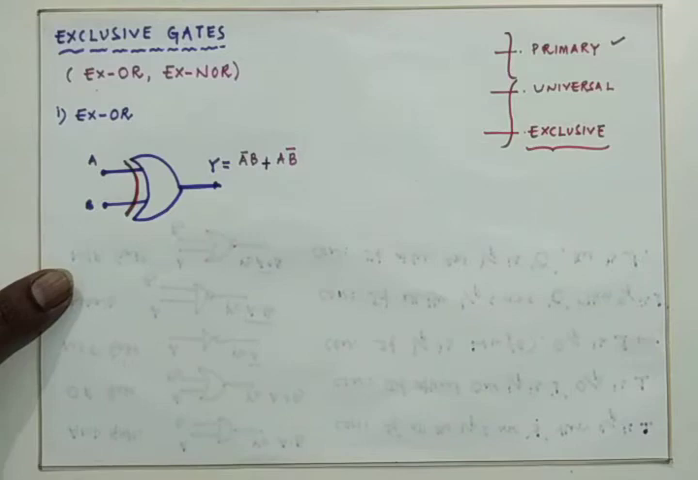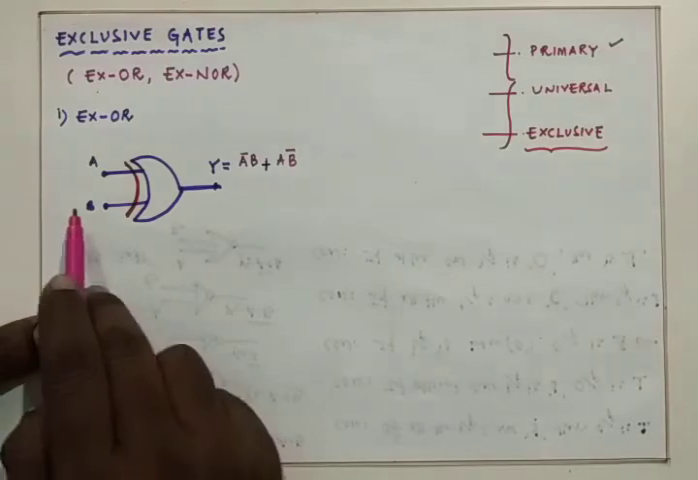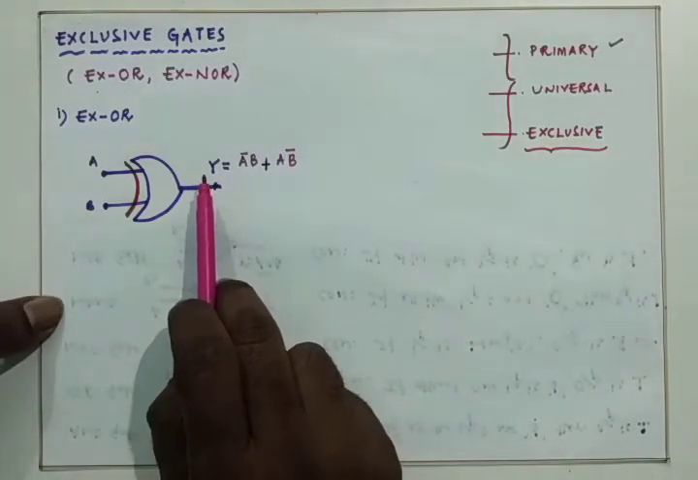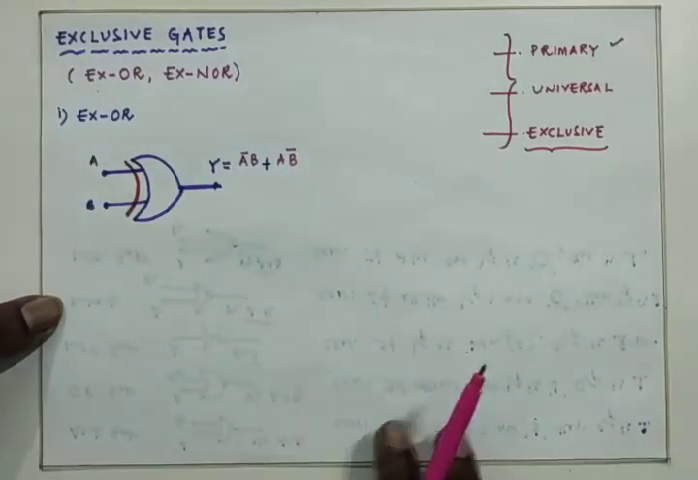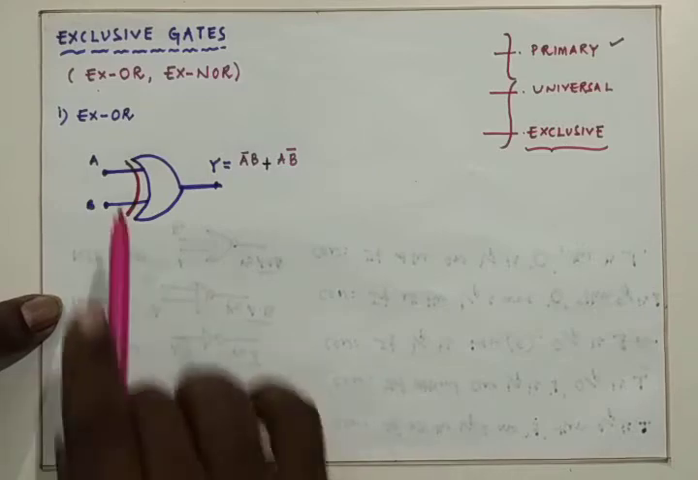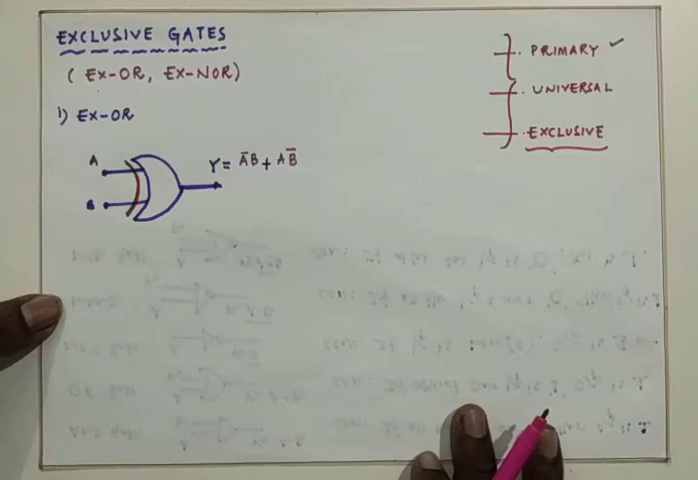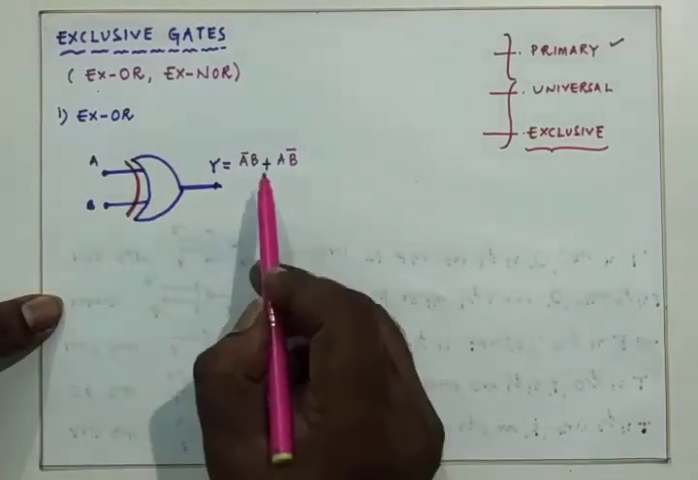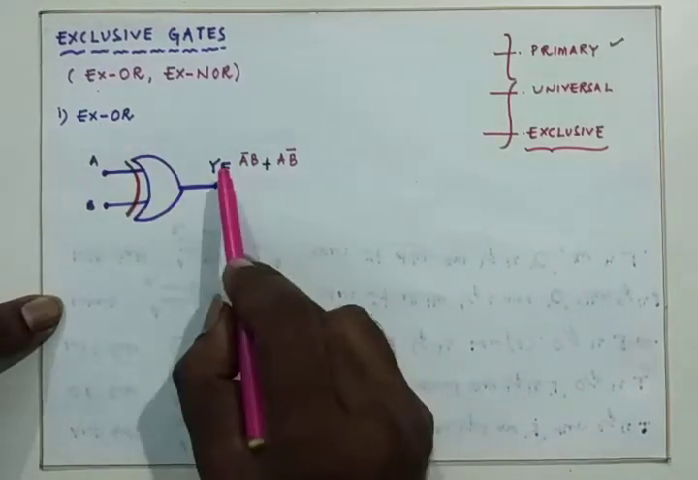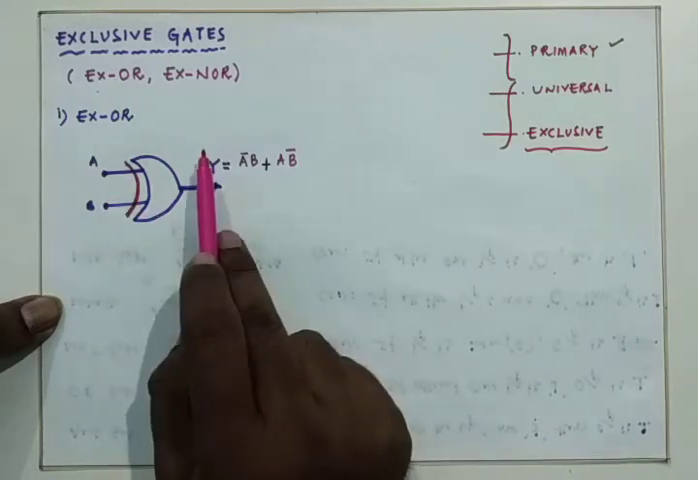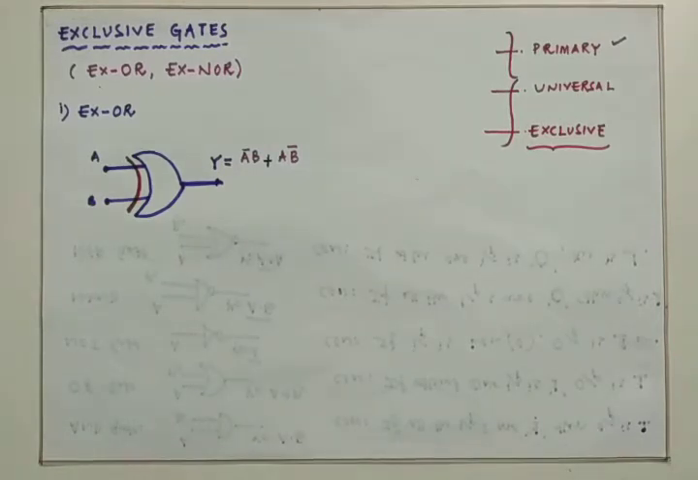This is nothing but the output of the exclusive OR gate. Here the output of the exclusive OR gate is always Y equals A bar B plus A B bar. Exclusive OR is one class of OR gate only, which is exclusively used for some operation, so it is the exclusive OR gate. OR gate is used to provide the sum of the input signals only, but in the exclusive OR gate we have A bar B plus A B bar. This is the exclusive OR gate output.